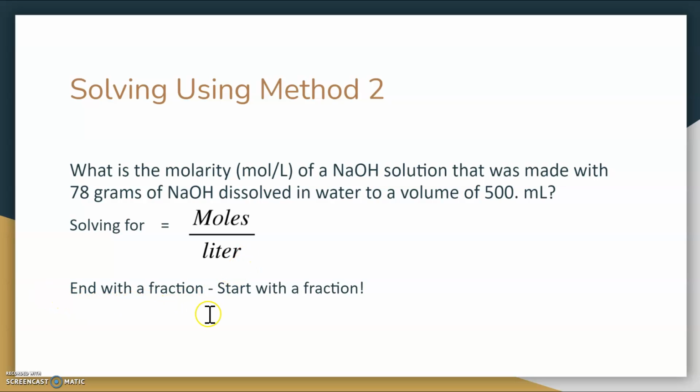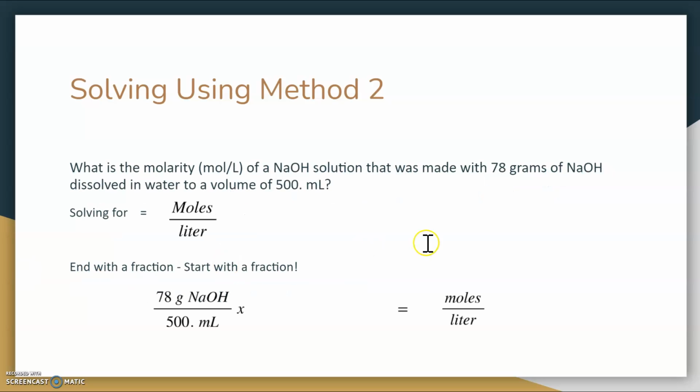Because we end with a fraction, moles per liter, I am actually going to start with a fraction. Wow, we rarely ever do this, but we do in this case. So I'm going to start with a fraction that has the solute, the thing I'm dissolving, in the solvent, or the solution. So 78 grams, I'm going to dissolve the sodium hydroxide, so I'm going to put that on the top of the fraction. I'm going to dissolve it in water to a volume of 500 milliliters, so I'm going to put that on the bottom of the fraction.